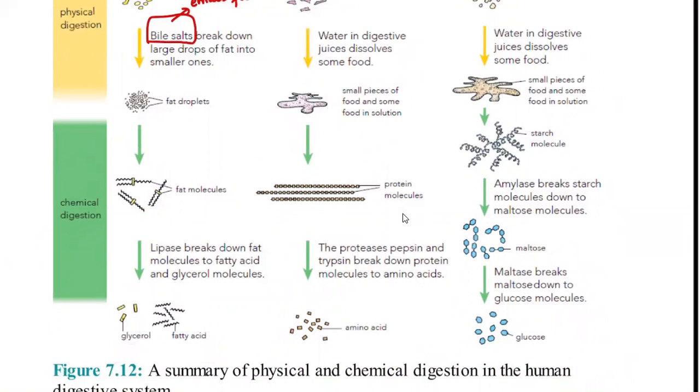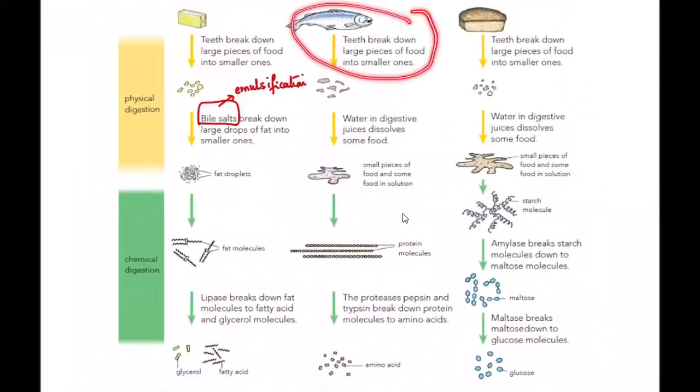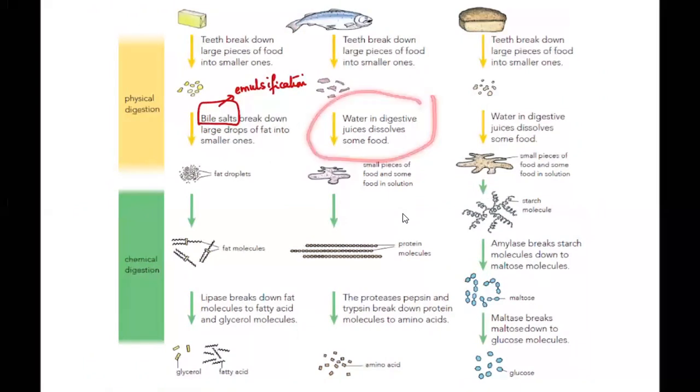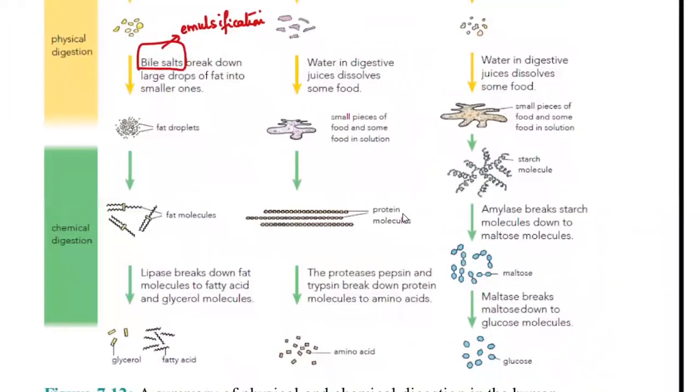This concept map is really good. And then you have, let's say, fish. Fish is rich in proteins. Water in the digestive juices dissolves some food. And then small pieces of food and some food in solution. So we have these polypeptide chains. And now the proteases, two proteases, pepsin in the stomach and trypsin in the duodenum, will break down these long polypeptide molecules into amino acids.